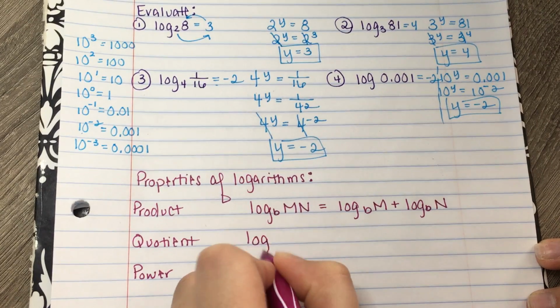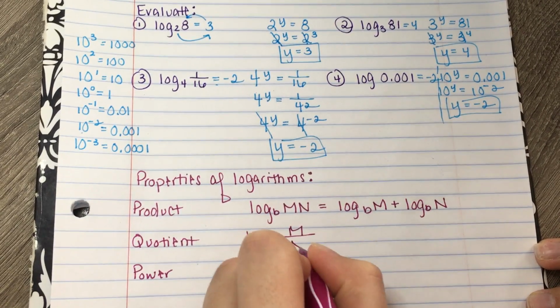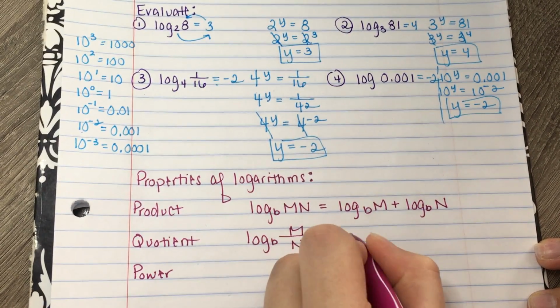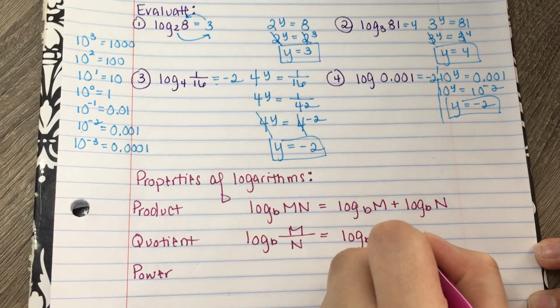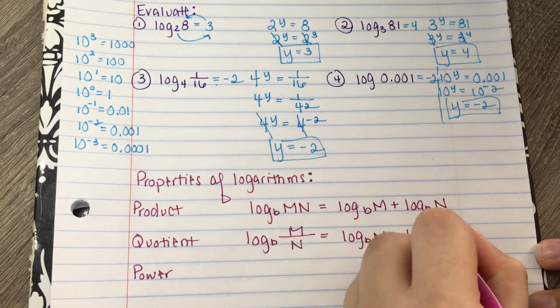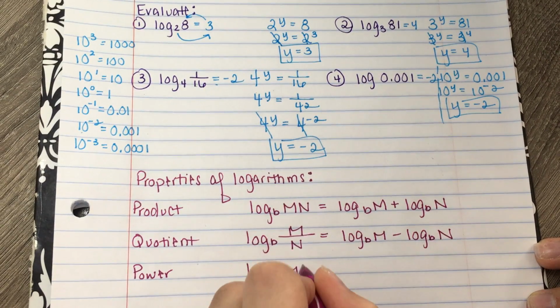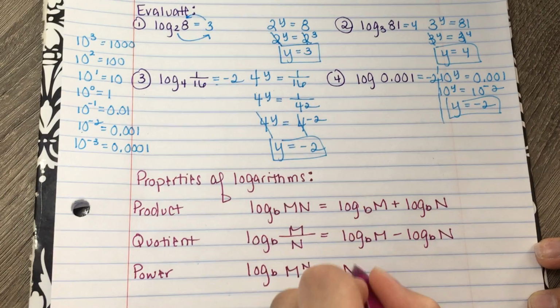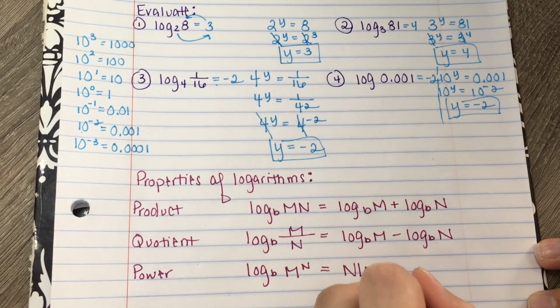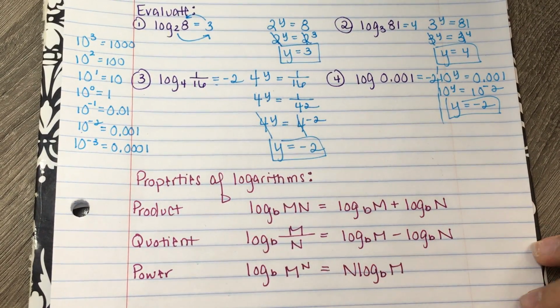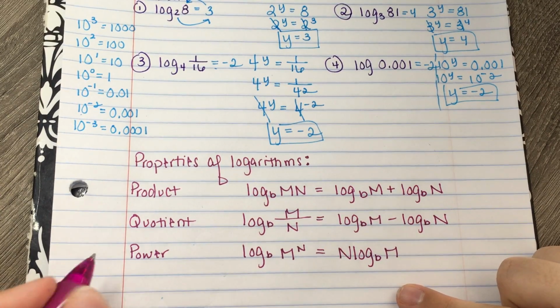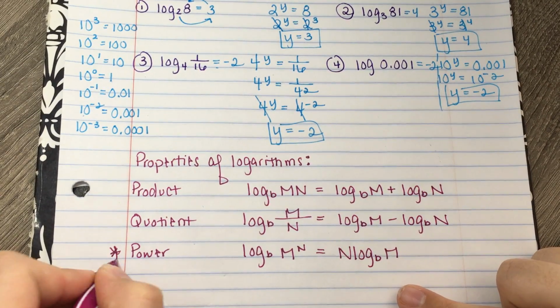And then our quotient property is going to be very similar. Well, if I'm dividing 2 things with 1 log, I could split them up, and it is the same as subtracting with 2 logs. And then the last one here, our power property. If I have m to the n power, that power can come in front, and then we're left with this statement here. Now, the power property, I'd say, is probably the best.